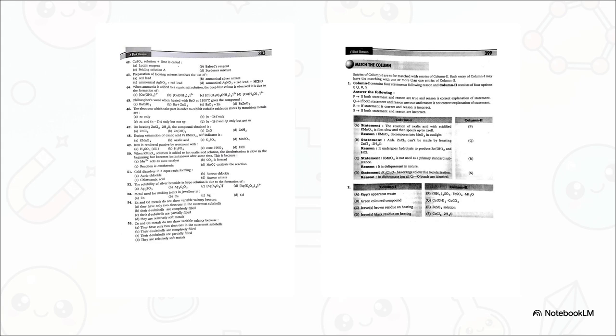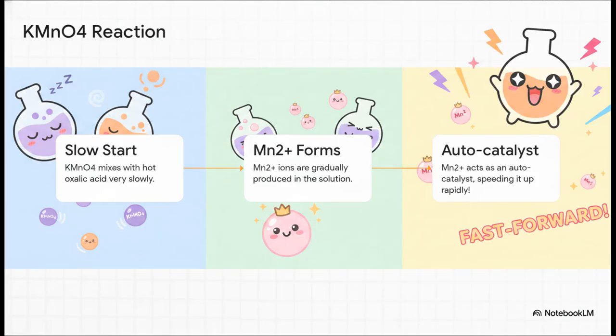The takeaway here is that we can't just memorize the balanced equation. We actually have to understand the kinetic story of what is happening inside the beaker. This step-by-step breakdown maps perfectly to that specific exam question. When KMnO4 mixes with hot oxalic acid, the initial reaction is painfully slow. Honestly, it barely looks like anything is happening at all.